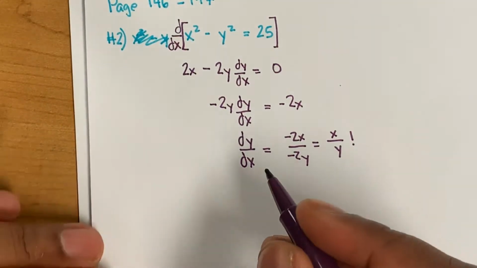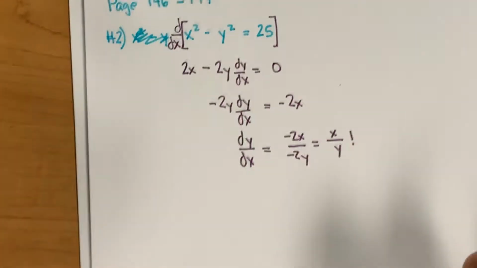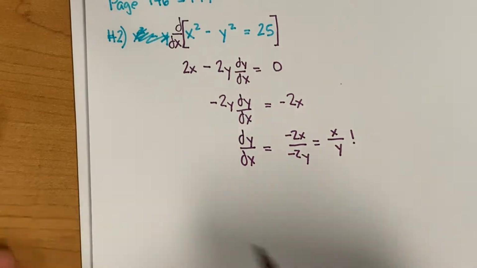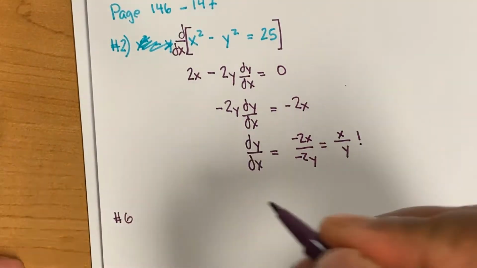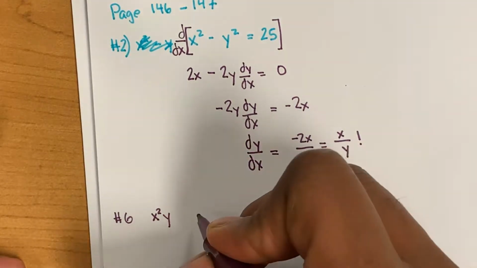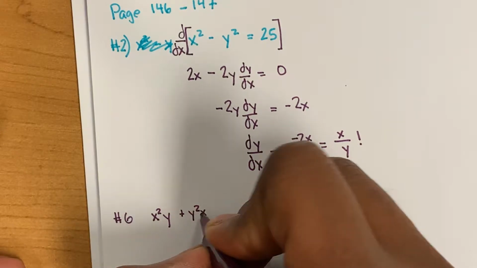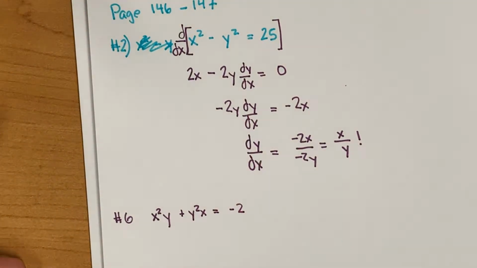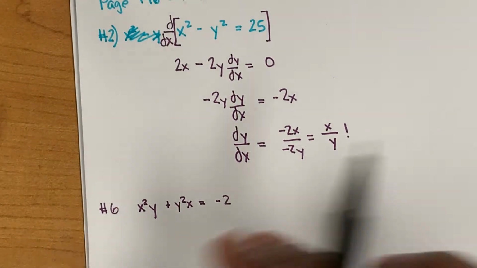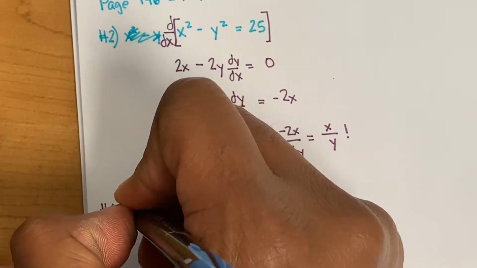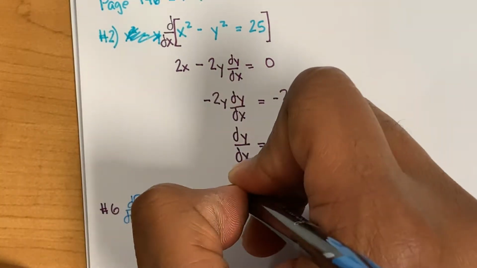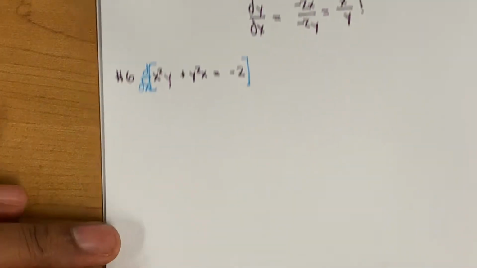So now we're going to do number 6, which is a more involved problem. No spoilers. So number 6 is x squared y plus y squared x equals negative 2. And as we did before, since we don't have something in terms of something else, we need to indicate that we're going to do a derivative. So we're going to do a d over dx. Again, put a nice, juicy derivative operator around the entire problem.